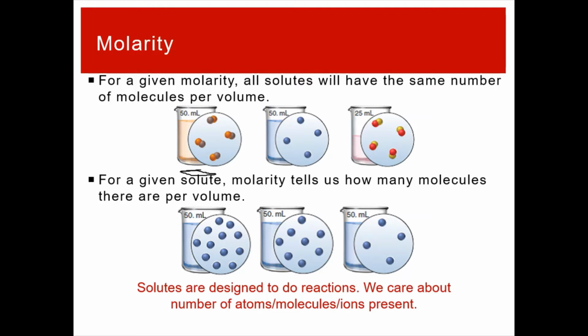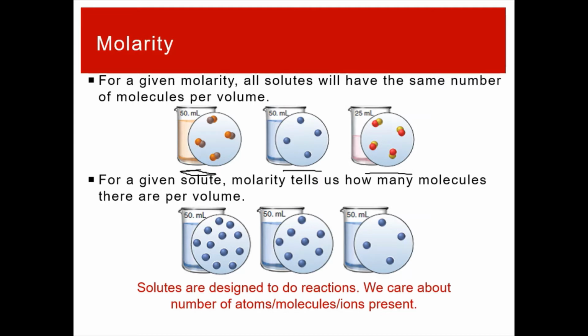So for example, whatever molarity this is, I could have 4 molecules of my orange, 4 molecules of my blue, or 4 molecules of my red and yellow. Whatever it is, it doesn't matter what the compound is. It doesn't matter how big the molecules are, if they're ions, if they're molecules, if they're atoms, at a certain molarity we have the same number of particles floating around in solution.